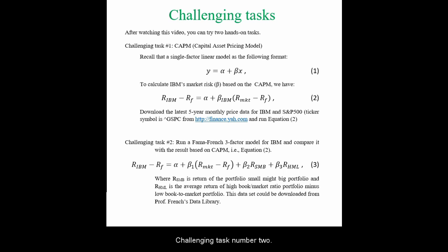Challenging task number 2: run a Fama-French 3-factor model for IBM and compare it with the result based on equation number 2. This is a 3-factor model. The left-hand side is the same excess return for IBM. On the right-hand side, the first factor is the same as before. The second and third factors are the small minus big portfolio and the high minus low portfolio. For the second and third factors, you can download them from Professor French's data library.